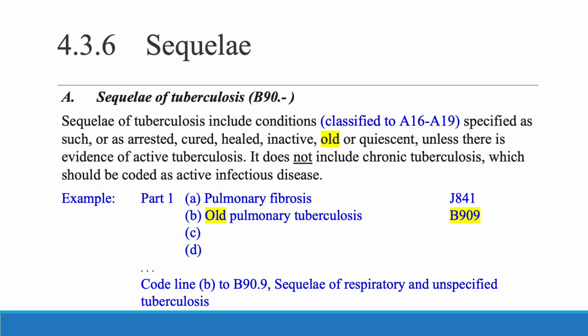So for example, applying this instruction to a certificate that had on line A Part 1, pulmonary fibrosis, and on line B, old pulmonary tuberculosis. The instruction says that the sequela of tuberculosis, B90, includes conditions classified to A16 to A19 specified as old. There's no indication that this tuberculosis was other than old, so in fact, we will code line B to B90.9, sequela of respiratory and unspecified tuberculosis.